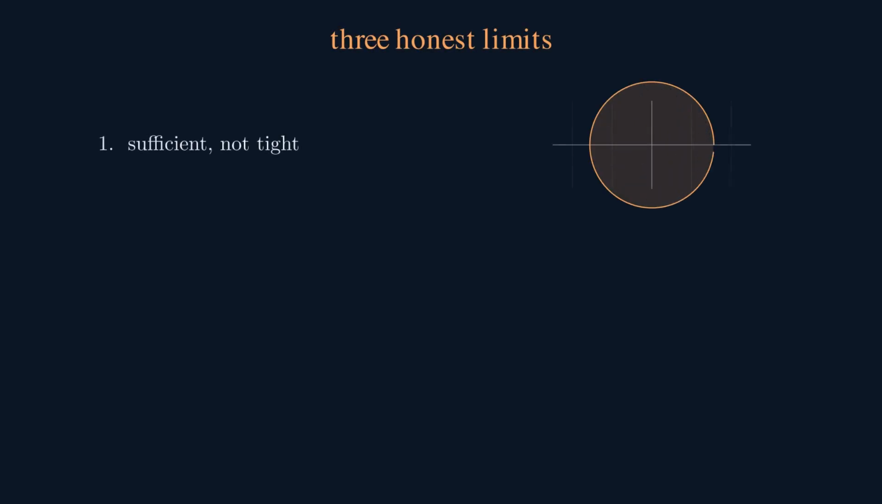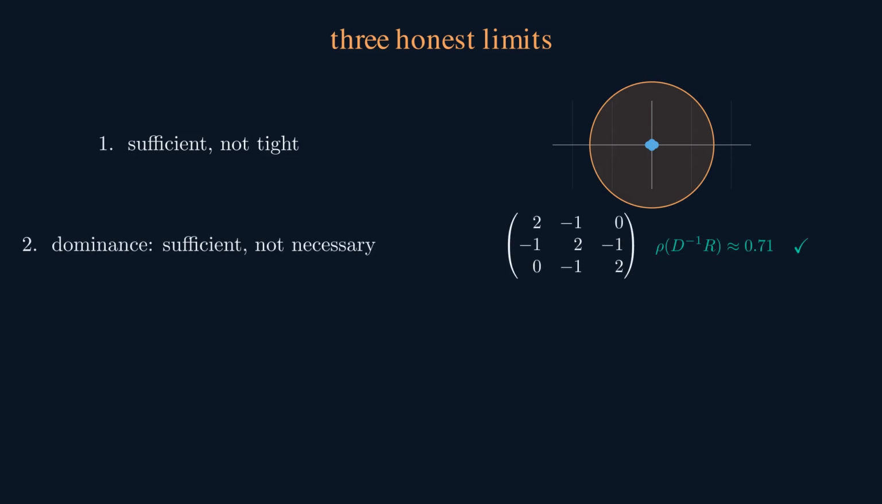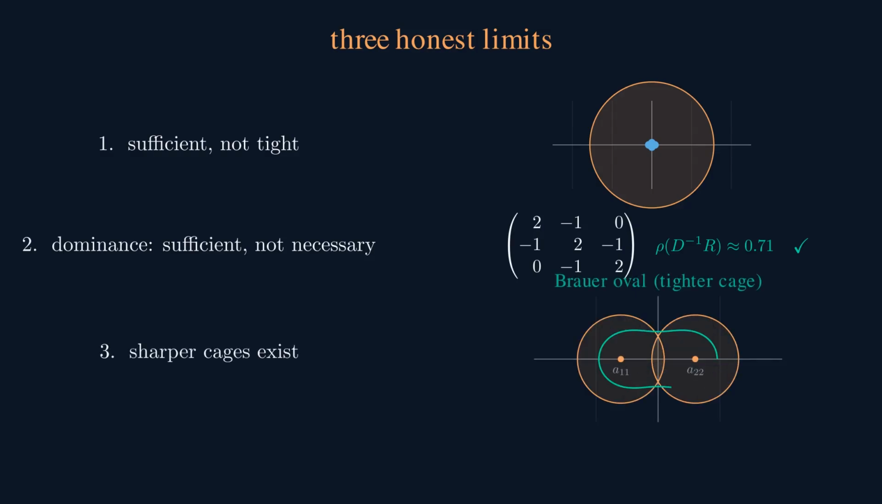Before the cage starts to feel like magic, 3 honest limits. The disks are sufficient, not tight. Real eigenvalues often cluster well inside them, and sometimes the disks look huge while the true spectrum is small. Strict diagonal dominance guarantees Jacobi converges, but it is not required. Plenty of matrices converge without it. And sharper cages exist. Brauer's ovals of Cassini tighten the bound using pairs of rows. Similarity transforms can shrink the disks further. All of that lives one layer past this video.